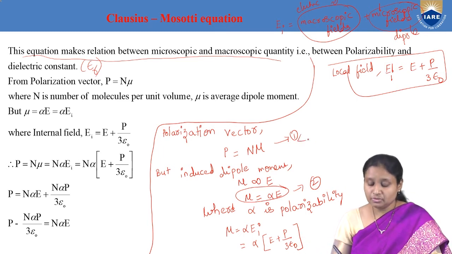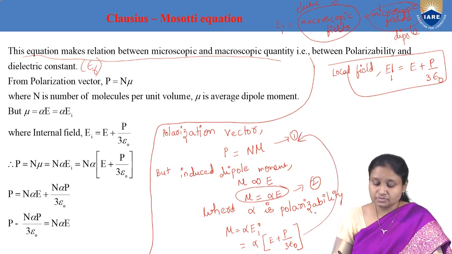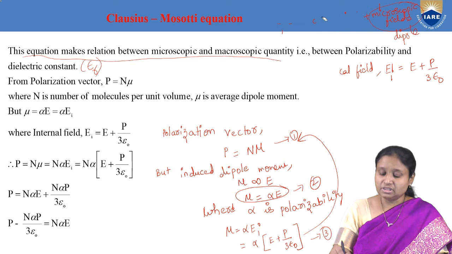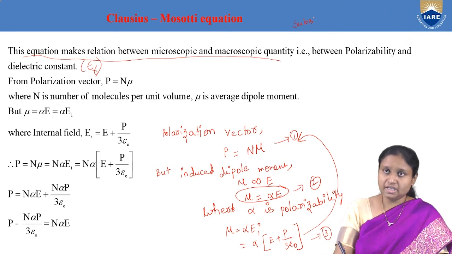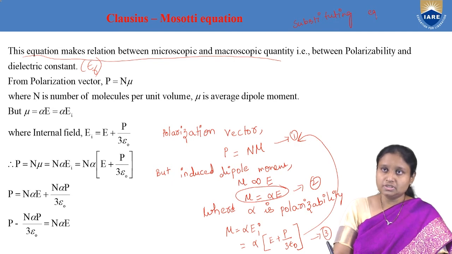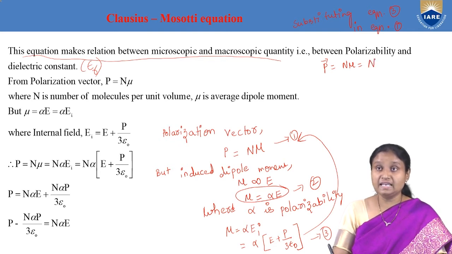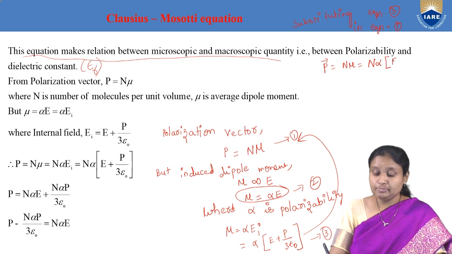So we are going to substitute this value in equation 1. Suppose I take this as equation 3, so we are going to substitute equation 3 in equation 1. If we do it, then what is our polarization vector P? This polarization vector P is n mu, right? From equation 3, what is the value of mu? Mu is, of course, n alpha into E plus P by 3 epsilon naught.